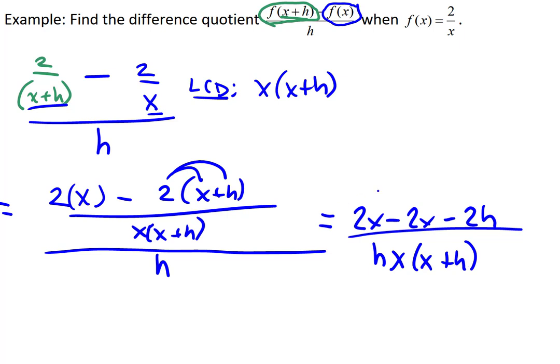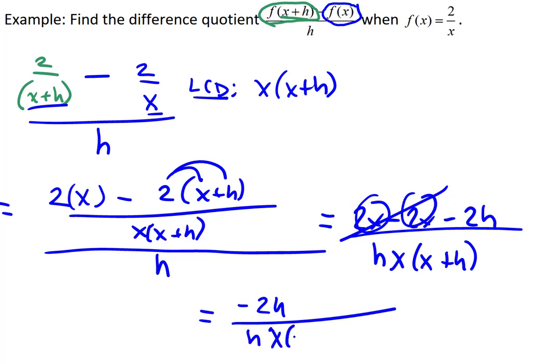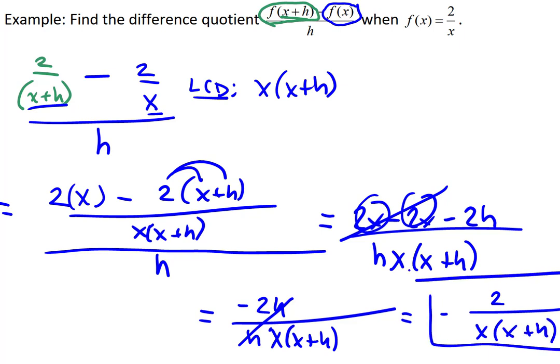Then we'll continue simplifying by noticing that in the numerator we have 2x minus 2x, those cancel right out. That leaves us with a numerator of negative 2h and a denominator of h times x times x plus h. But then we can cancel these x's since they are factors not attached by addition or subtraction to what is next to them, leaving us with a final result of negative 2 is the only thing left in the numerator, so negative 2 over x times x plus h. And that is as simplified as we need it, so we'll stop right there.